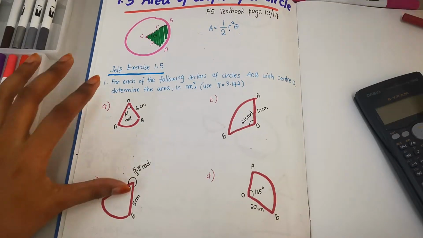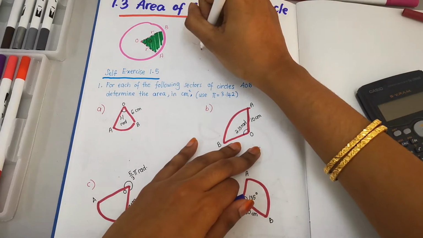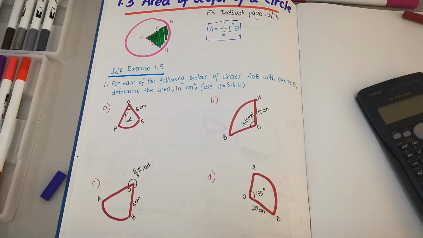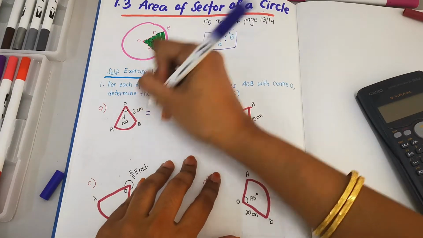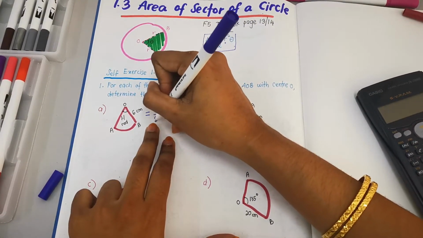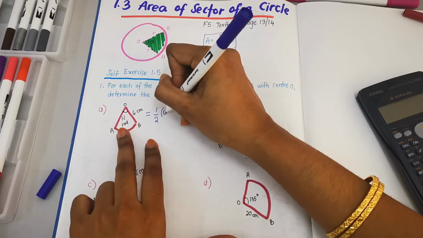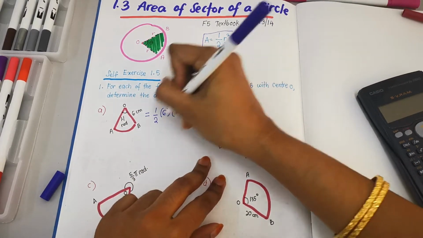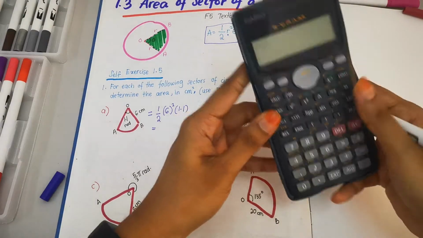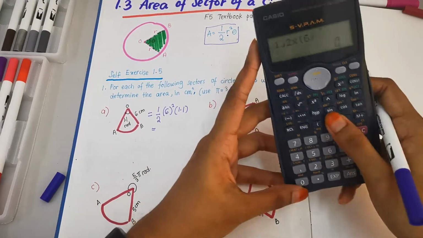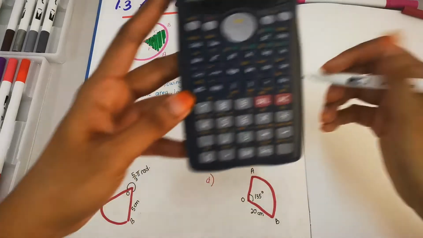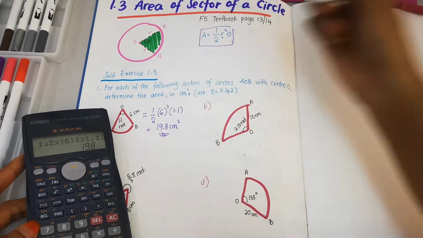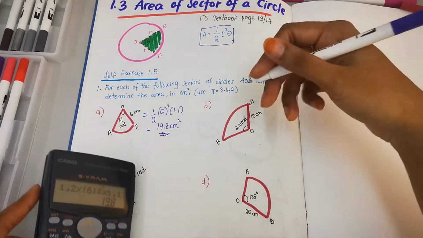Let's straight apply the formula to find area: 1 over 2 radius squared, and then theta. Let's do the first one. 1 over 2 times the radius, which is 6, so 6 squared. The theta is in radian, so I don't have to change anything. Let's key in: 1 over 2 times 6 squared times 1.1. We get 19.8 centimeter squared. Make sure your unit is correct, because this is area.